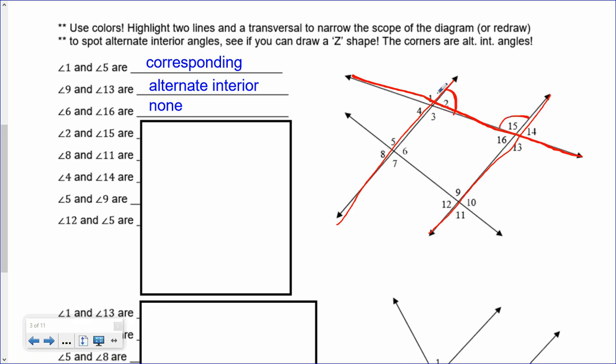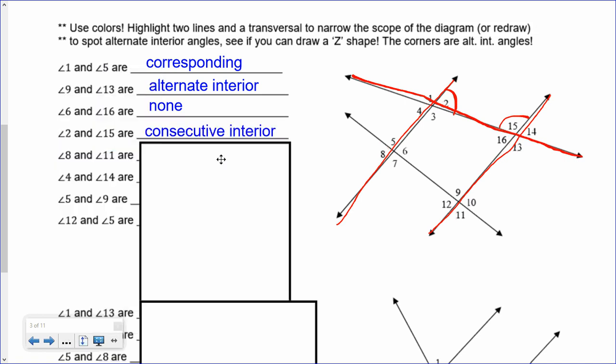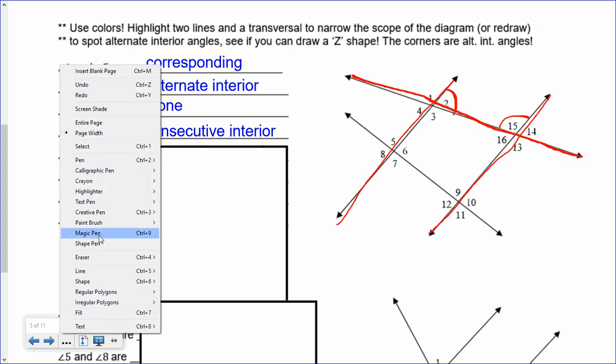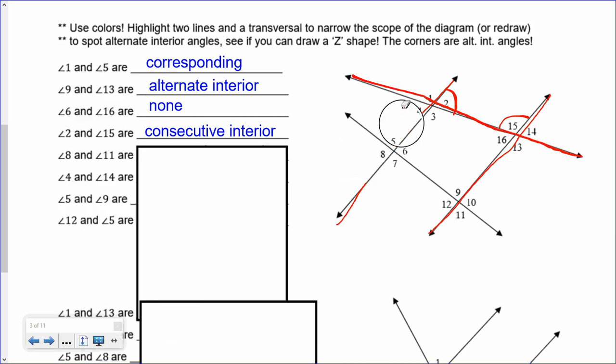So you'll notice that these are interior. They are inside of the two lines, right? So they're interior, but they're on the same side of the transversal. They're not diagonal. They're level with each other. They're on the same side of the transversal. So with those two ideas together, it means that these are consecutive interior. They're interior angles on the same side of the transversal, consecutive interior.